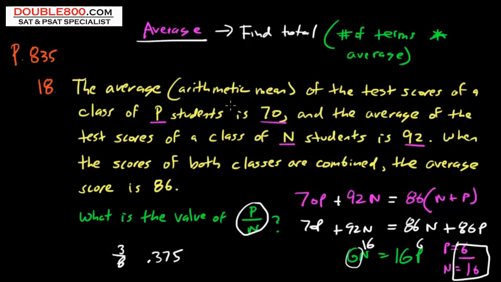Tough problem. Again, if you didn't follow every step, review it, but you have to find the total for any average question. All right, the answer here is one of these three choices.